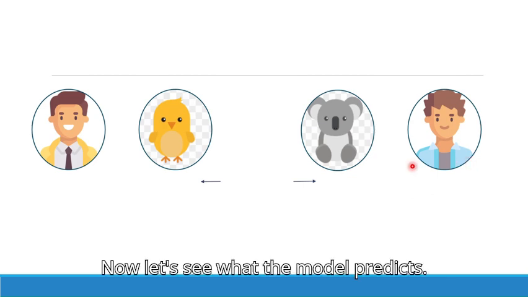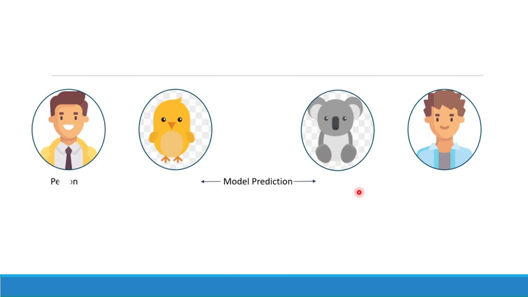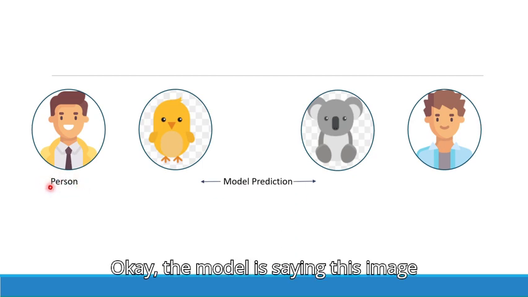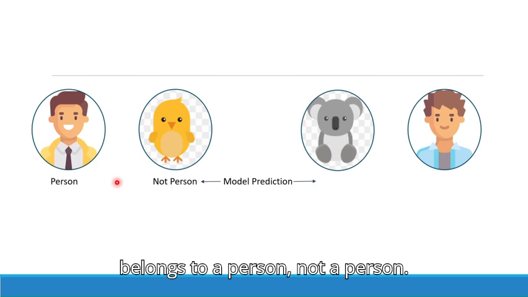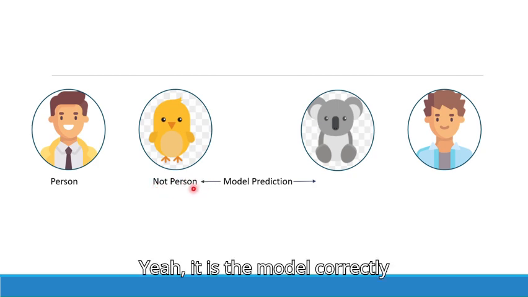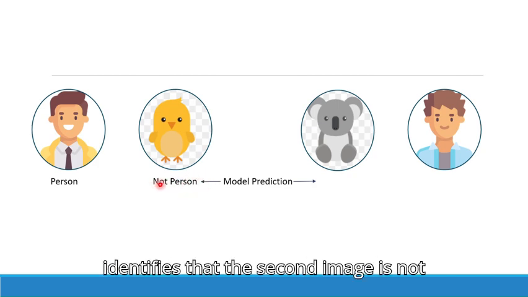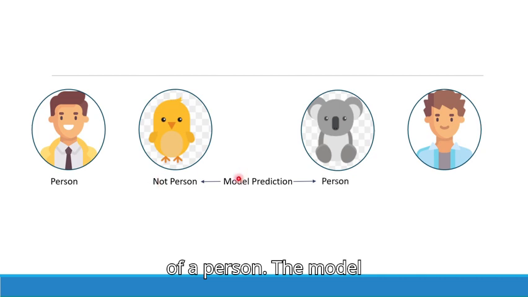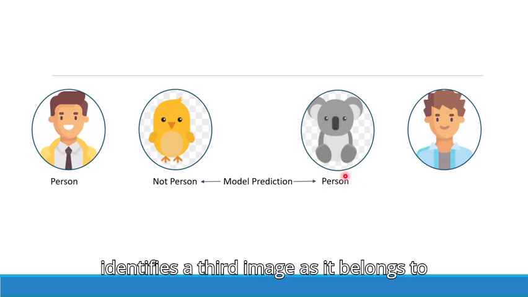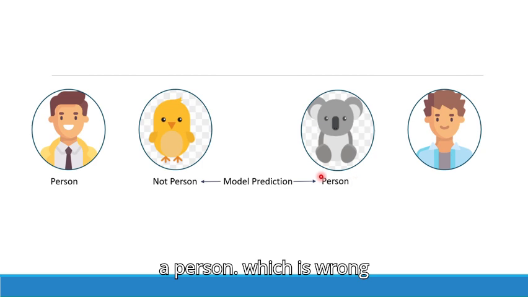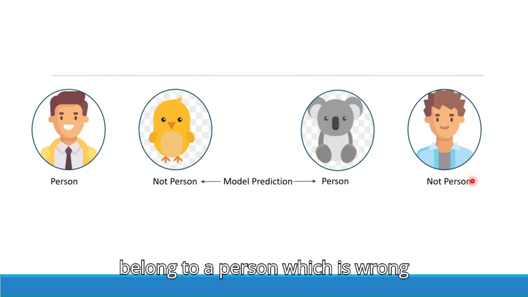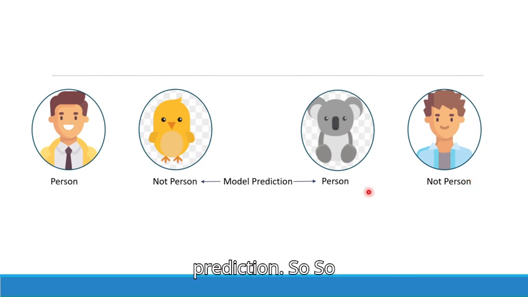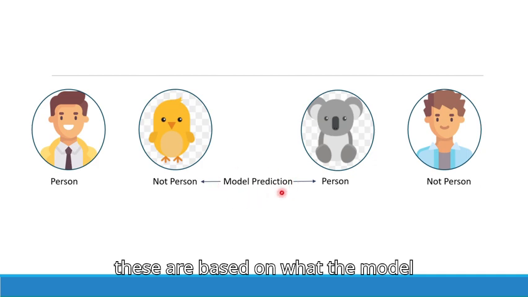Now let's see what the model predicts. Okay, the model is saying this image belongs to a person, not a person. Yeah, it is. The model correctly identifies that the second image is not of a person. The model identifies the third image as it belongs to a person, which is wrong. And it says that it doesn't belong to a person, which is wrong prediction. So these are based on what the model predicts.